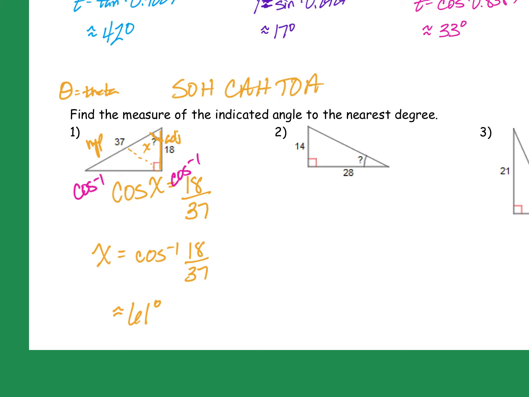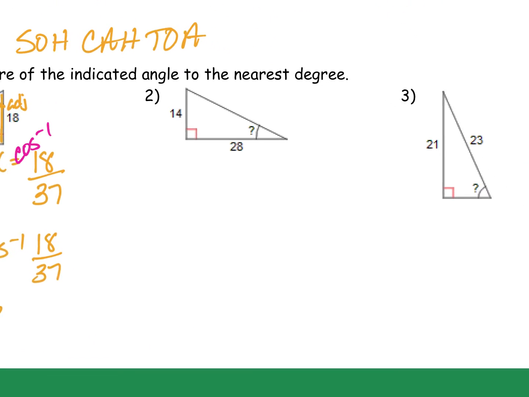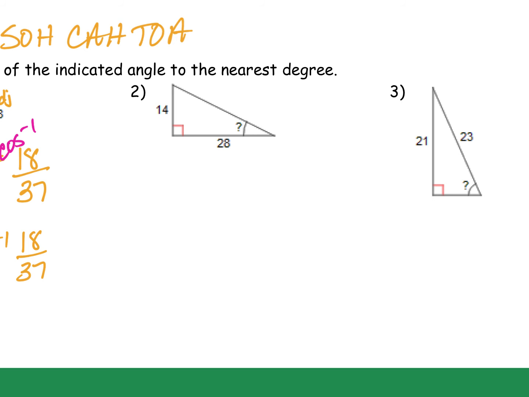Okay, so let's go to number 2. I'm looking at my angle. You can call it whatever you want; you don't have to call it X. So what sides do I have? I do not have the hypotenuse. No hypotenuse means I'm going to do tangent. I only have one choice, and that choice is tangent of X.